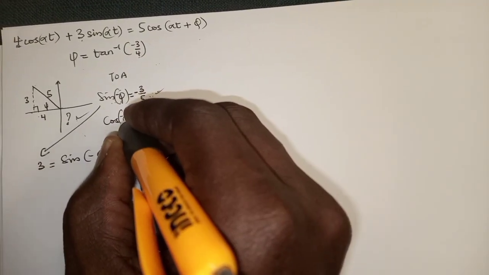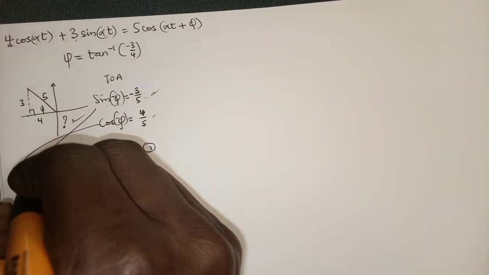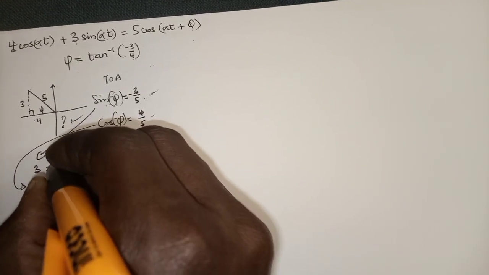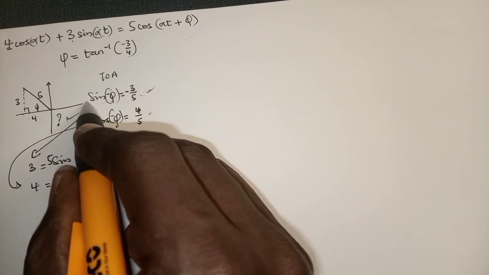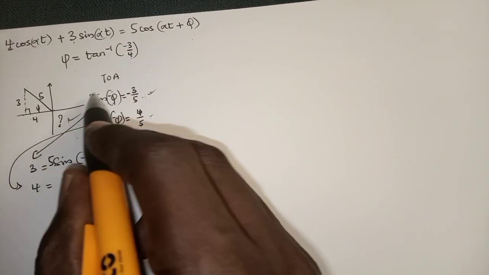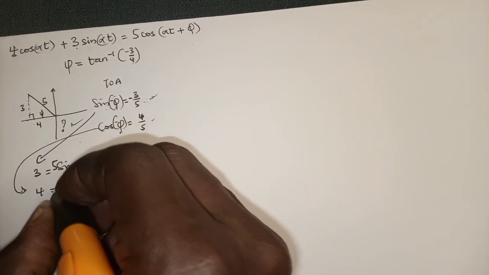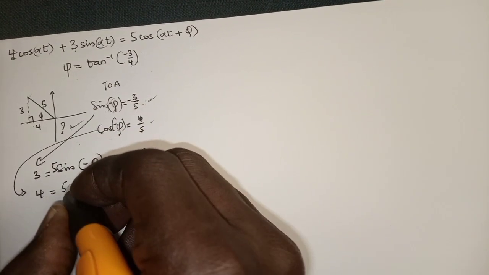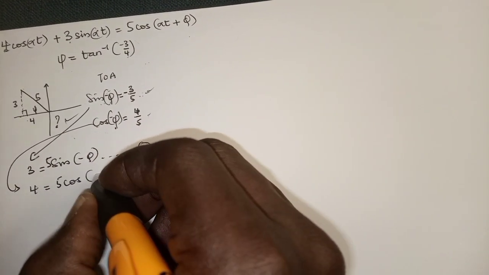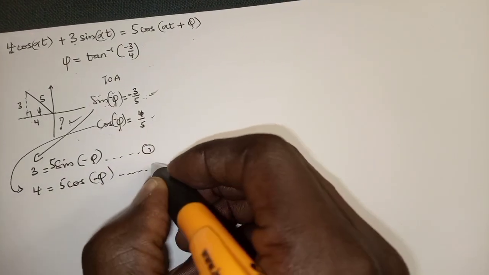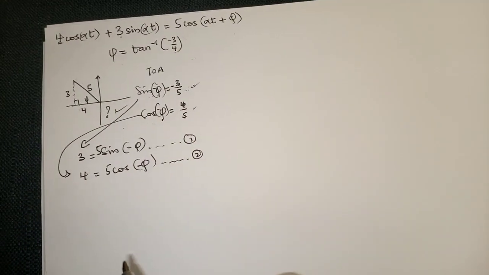We do the same thing for the second one as well. We multiply both sides by 5, so we have 4 equals 5 cos of negative phi. So that will give us equation 2.